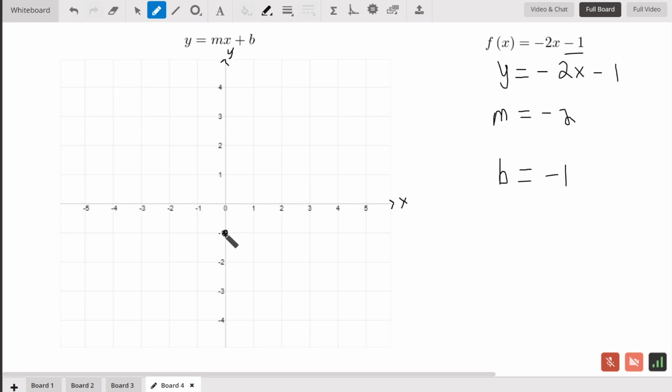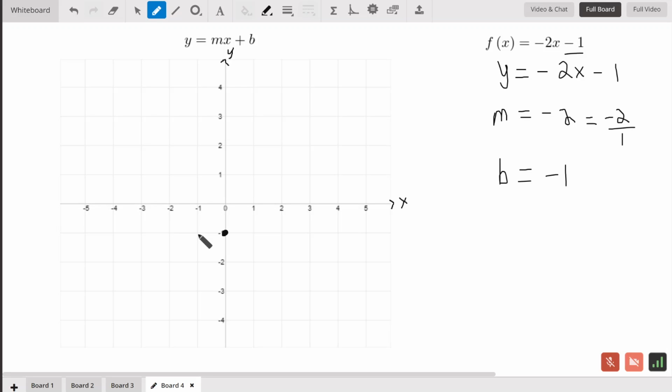Then you're going to look at your slope, and you want to have rise over run. Notice how this one is not in fraction form. You can put it in fraction form by writing -2 over 1. -2 divided by 1 is equal to -2, so it's the same thing. Now we're going to look at our run. Our run is 1. But since our slope is negative, instead of going 1 towards the right, we're going to go 1 towards the left.